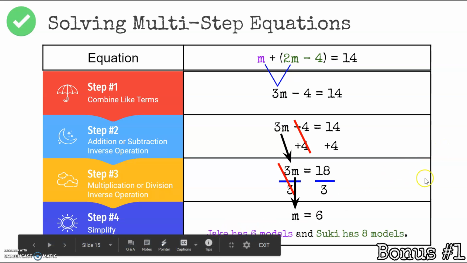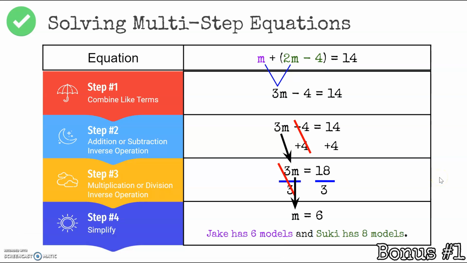So here it is. Jake has 6 models because we know m equals 6 when we look up there. And Suki, who's in green, has 8 models because 2 times 6 is 12 minus 4 equals 8. And the other way you can say it is Suki has twice as many as Jake, but minus 4. 2 times 6 is 12, or twice of 6 is 12, but 4 fewer than that is 8. So your answer to this one is Jake has 6 models, Suki has 8 models. That's the answer to this.